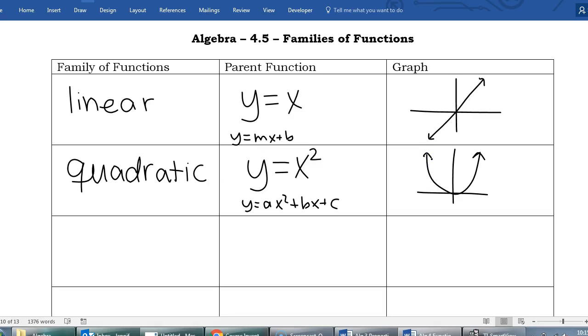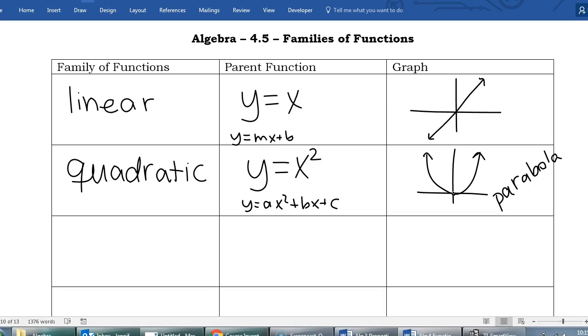The quadratic parent function is called a parabola in shape. Parabola. But it's a U-shaped graph. It should hit the origin right at the bottom of that U shape. That bottom is called the vertex of the parabola, but it's always going to be a U-shaped graph.